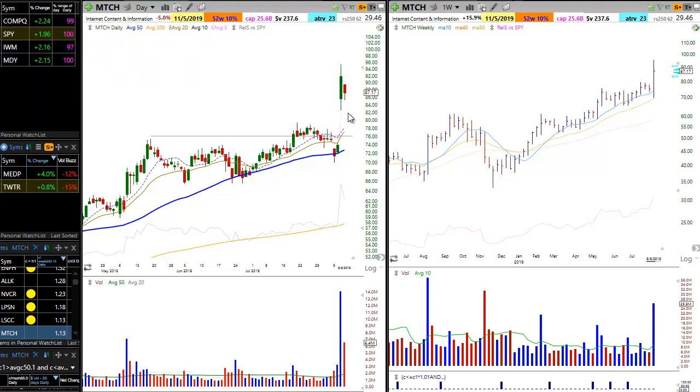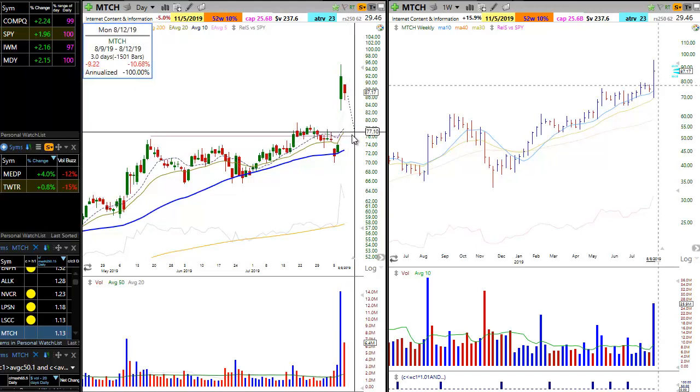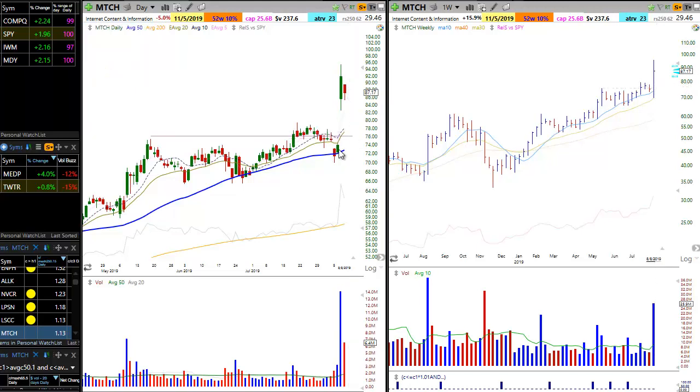If this type of setup holds up, that's great news. If the price action dips back down to 75, not a good sign. So if most of these big volume breakaway gap ups hold, that'll be a great sign.